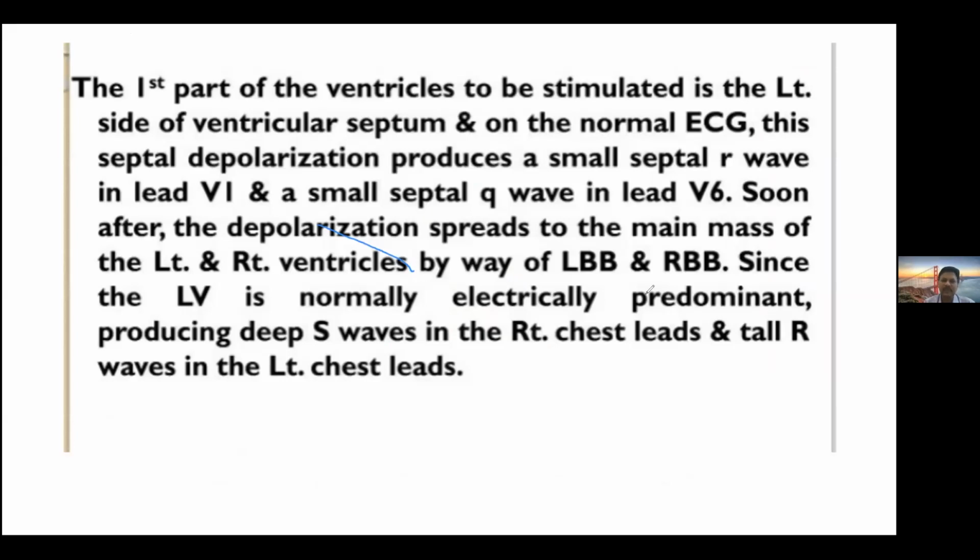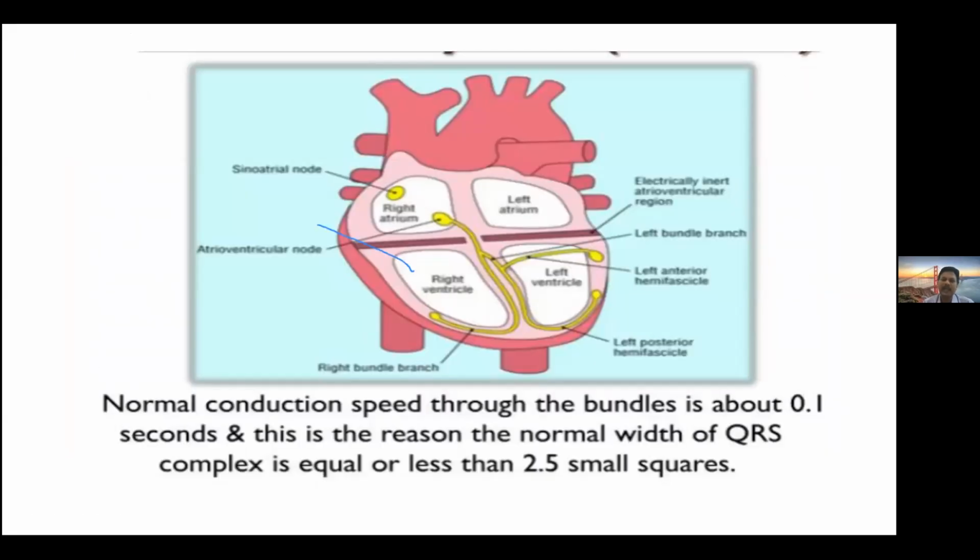From there you have to understand the first part of the ventricle to be activated. Because the left ventricle is the dominant ventricle, the first part of the ventricle to be conducted is on the left. The conduction happens from this first part, in this area, right? From there on, it conducts to the left bundle and right bundle. That is the reason in V1 there will be a small R wave, and in V5, V6, there will be a small Q wave.